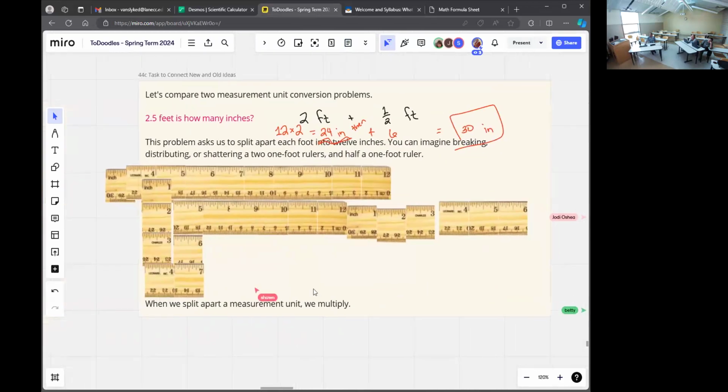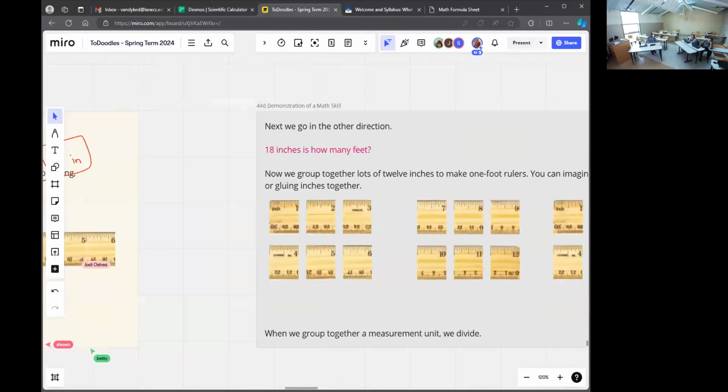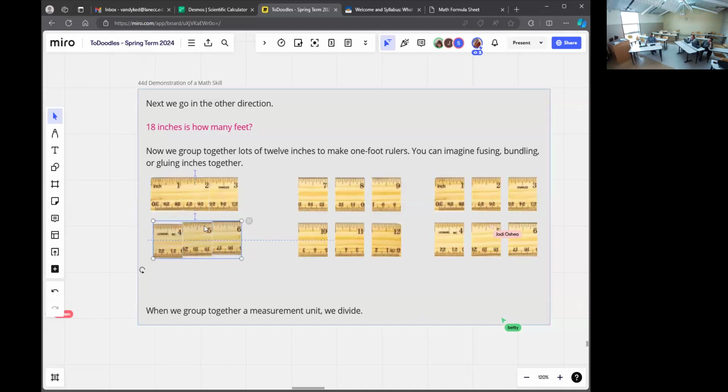Okay, so the moral of the story is when we split a measurement unit apart, the way you were breaking the ruler and splitting it into little pieces, then we multiply. We do 2.5 times 12 is 30. Now we're gonna go the other way. 18 inches is how many feet? So I'm gonna put together 3 inches. I'm gonna put together 6 inches.